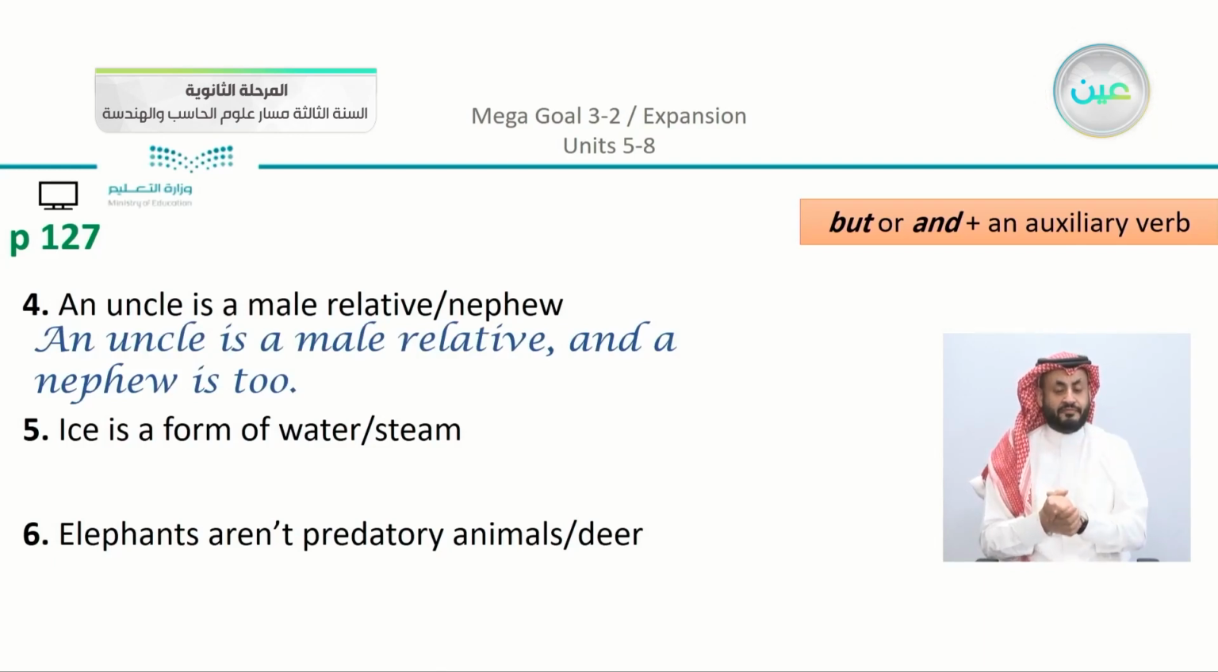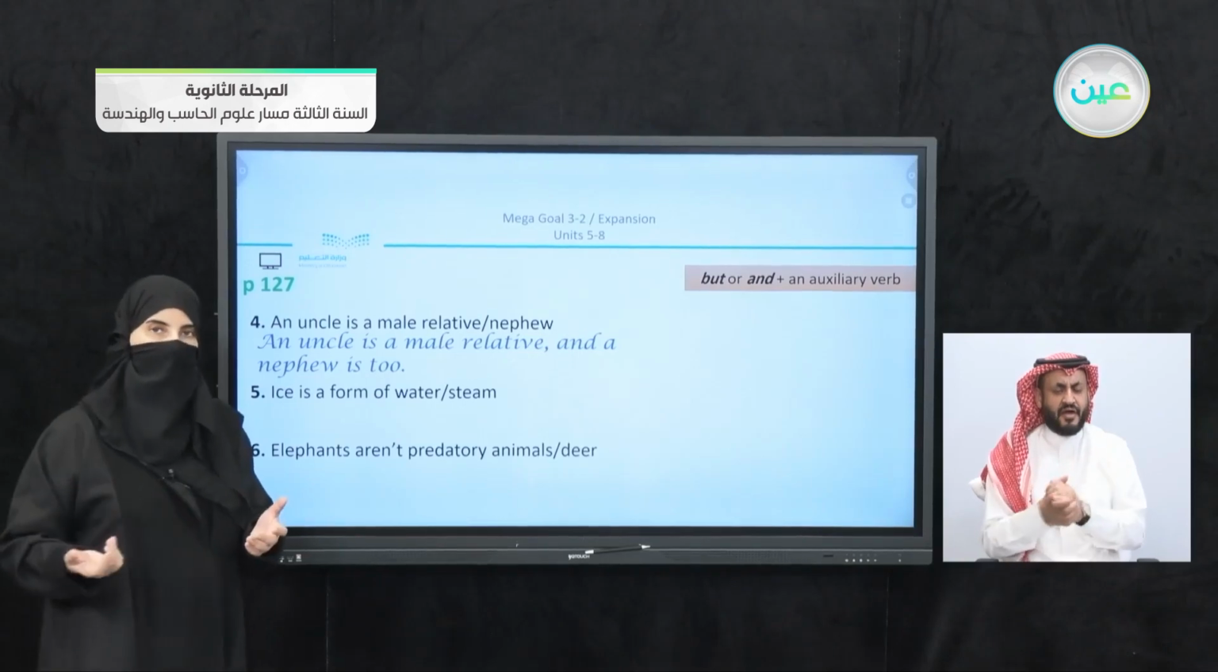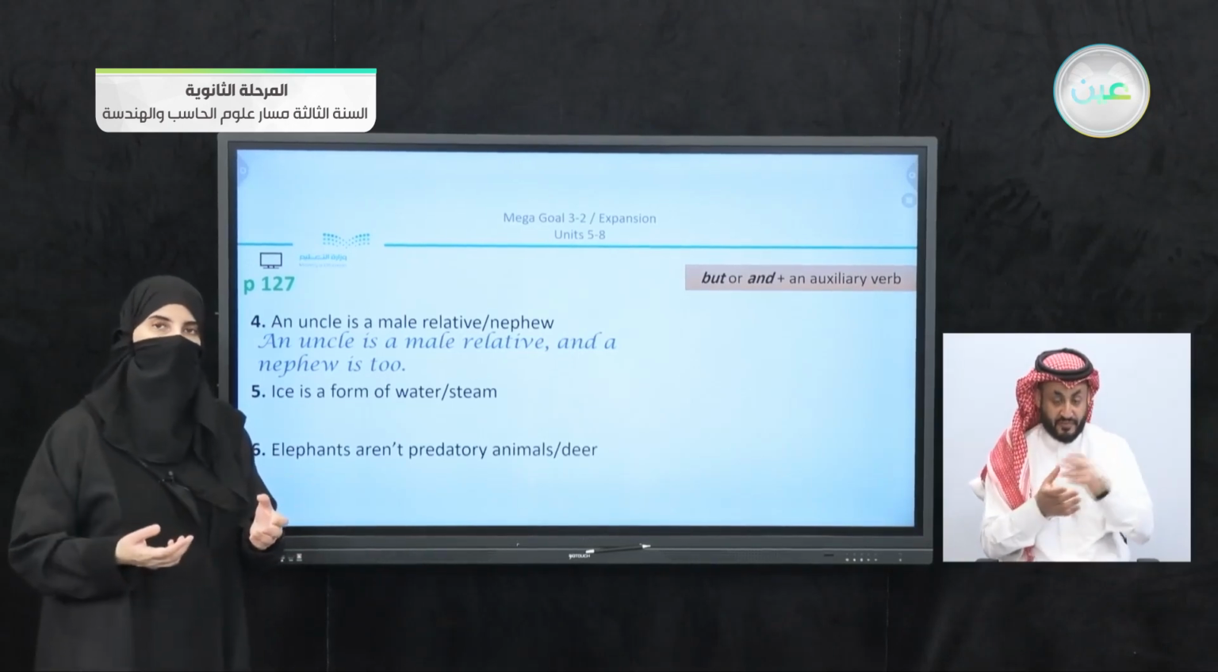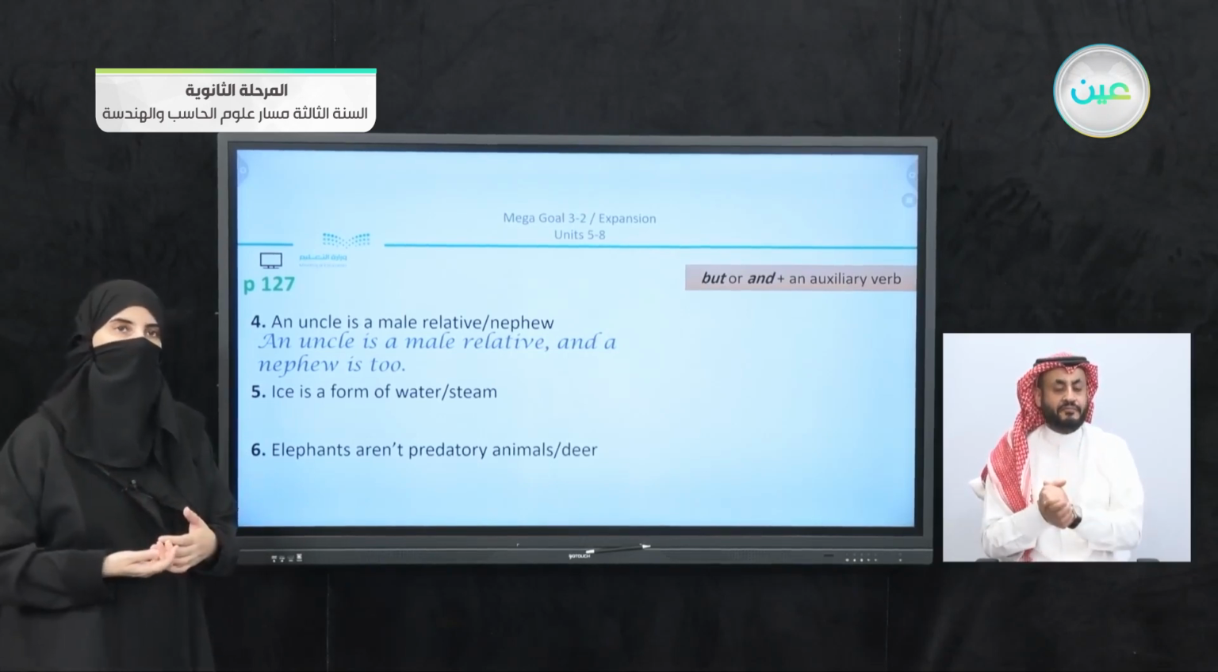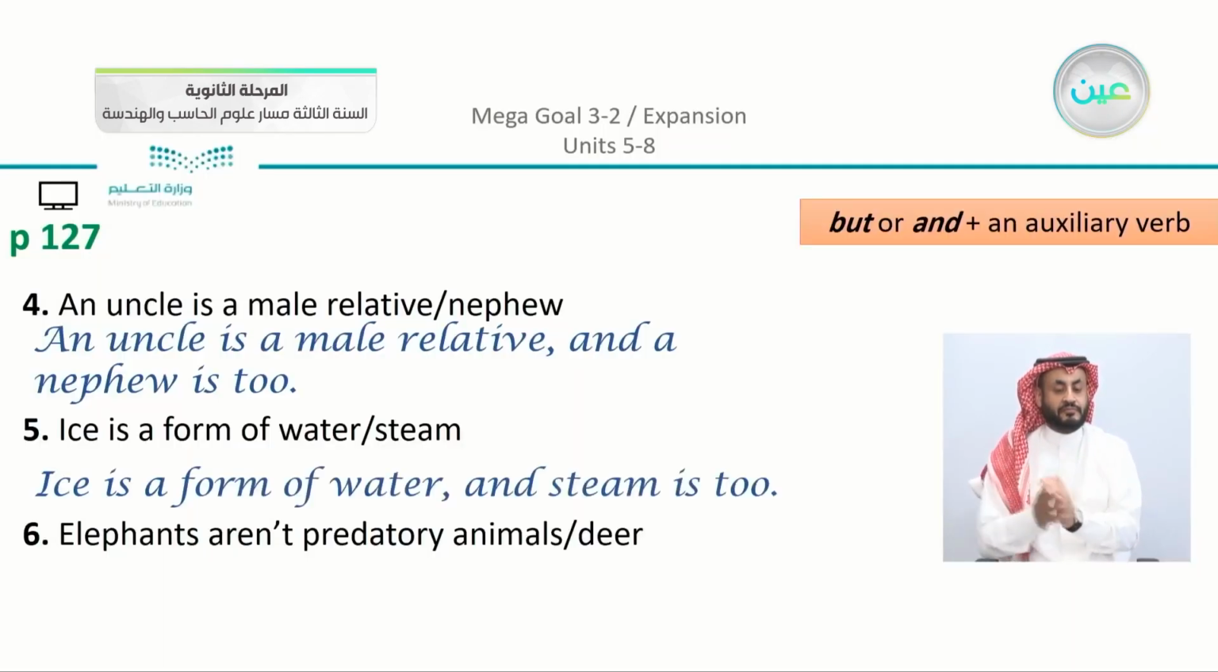Number 5, we have here ice is a form of water, steam. Now we do know the difference between ice and steam, and we have here the liquid water here. So are they similar, and what is the same about them? So we can say ice is a form of water and steam is too. Now in these two sentences you can see that we have positive meaning, and all of them we used here and plus too in the sentence.